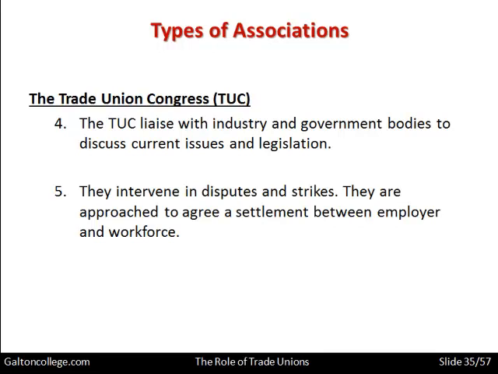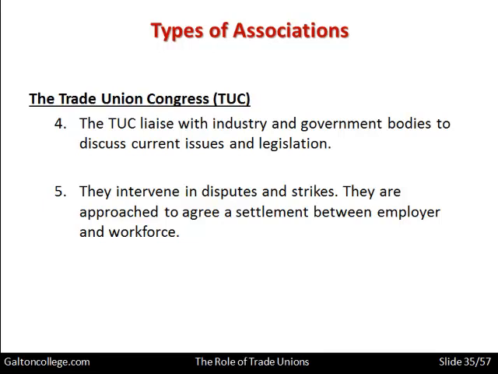The TUC intervene in disputes and strikes. They are approached to agree a settlement between employers and workforce. Sometimes when a trade union and an employer has a dispute, it may lead to a stoppage of work. The workers stop work to damage the interest of the employer, to force the employer to make concessions.